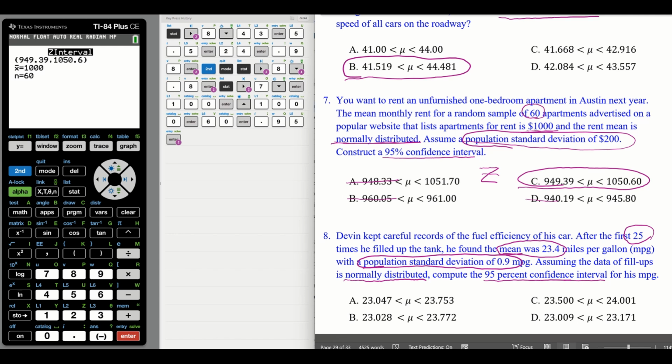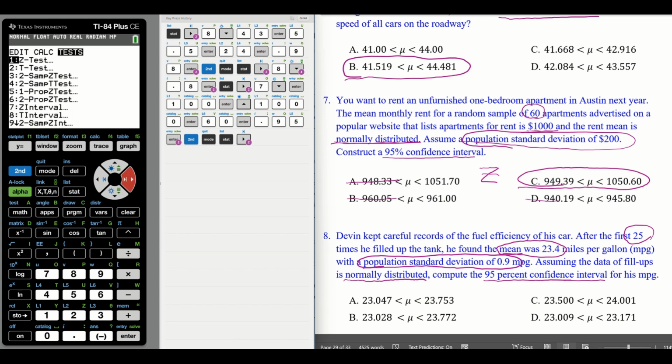Okay, those questions are such a mouthful, so long. So we have to decide what we're going to do. Are we going to use a T or a Z? Well, that's a small sample size of 25. What makes me agree with a T interval is it says population standard deviation. It is not a sample deviation. So I'm going to say number 8.